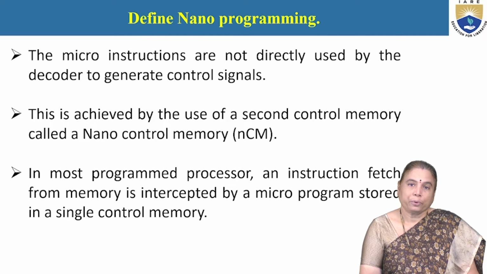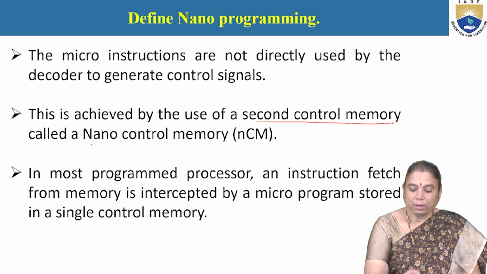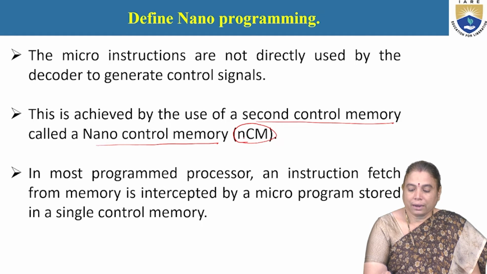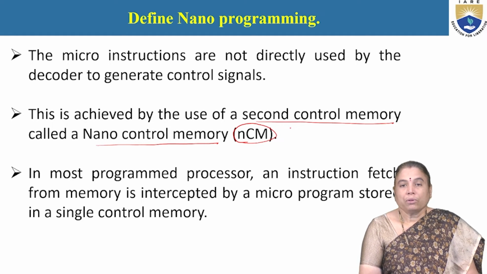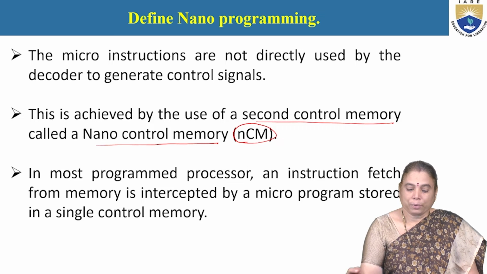Define nano programming. The micro instructions are not directly used by the decoder to generate control signals. This is achieved with the use of a second control memory called the nano control memory, denoted NCM. This second control memory is used for nano programming.